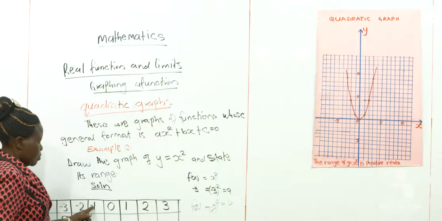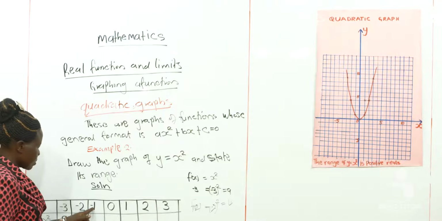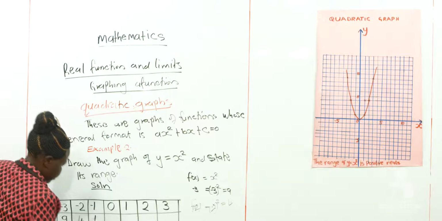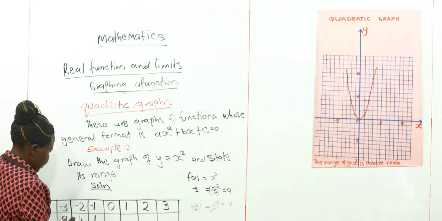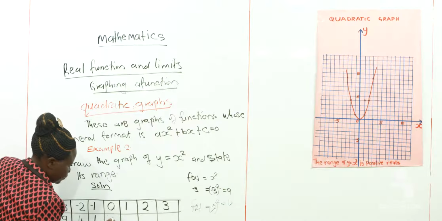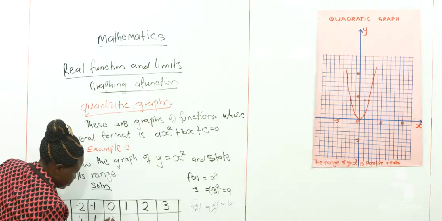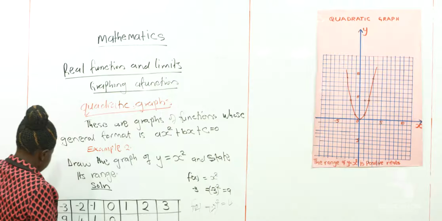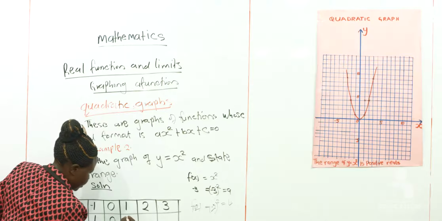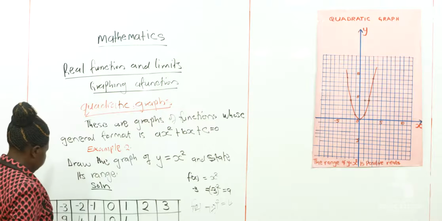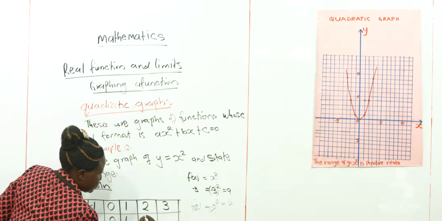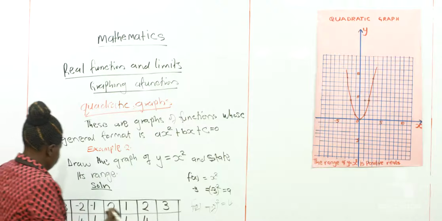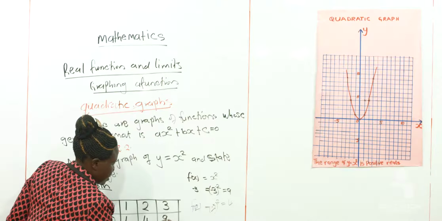And then when x is negative 1, we square it, it will give us positive 1. And then when x is neutral, which is 0, we shall get also 0. And then here the same. X is positive 1, when we square it, we get positive 1. X is positive 2, we get positive 4. X is positive 3, we get positive 9.